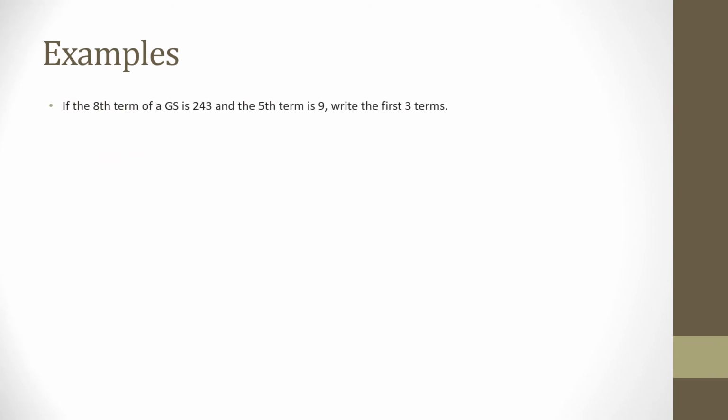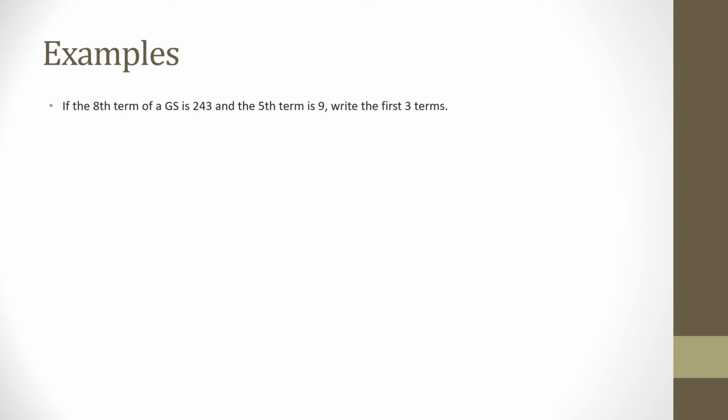If the eighth term of our GS is 243 and the fifth term is 9, write the first 3 terms. So, binigay yung 8th term and the 5th term. Okay? So, ang hinahanap natin is the first 3 terms. Parang ganun lang dun sa in-example ko sa arithmetic sequence or progression. Ang pwede nyo palang ibang tawag dito is progression. Arithmetic sequence, arithmetic progression, geometric progression, harmonic progression, that's all the same. It's okay to call it progression.